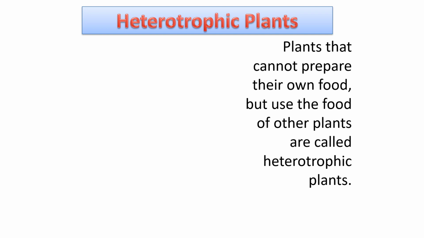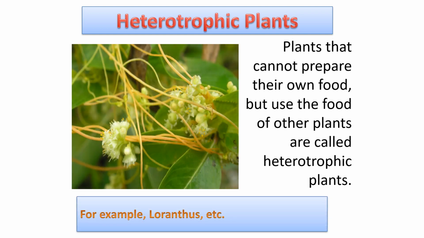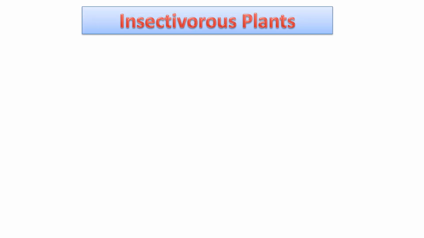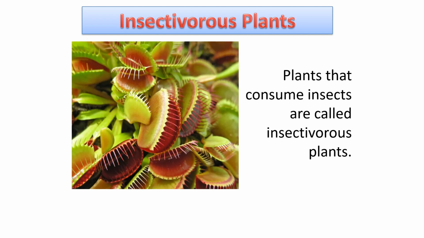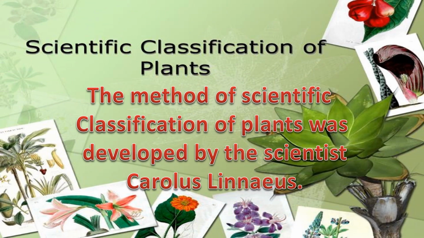Heterotrophic plants. Plants that cannot prepare their own food but use the food of other plants are called heterotrophic plants. Example, Loranthus. Insectivorous plants. Plants that consume insects are called insectivorous plants. Example, pitcher plant, Venus flytrap, etc. The method of scientific classification of plants was developed by the scientist Carolus Linnaeus.